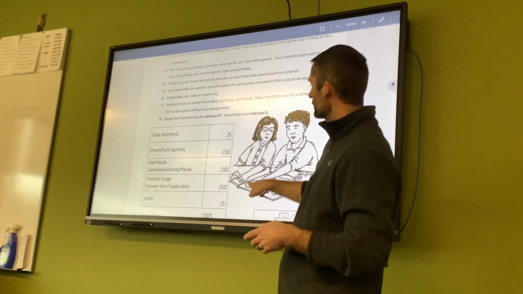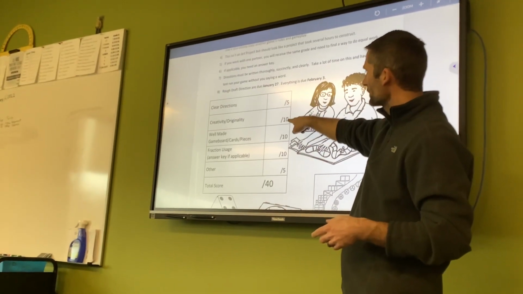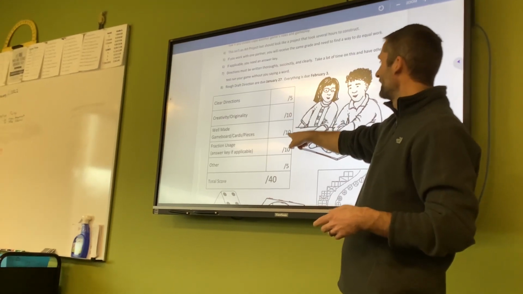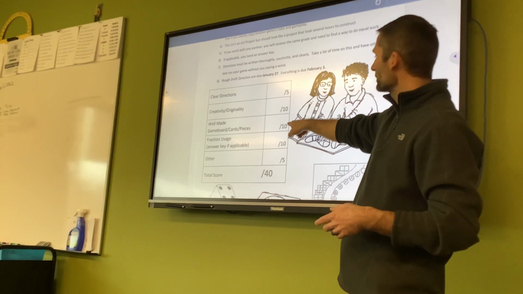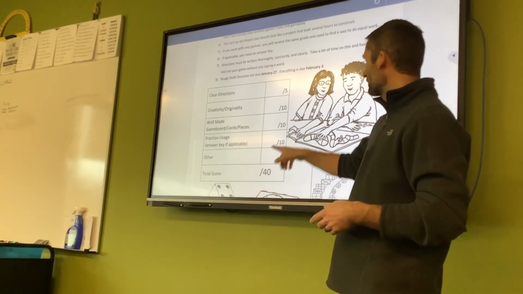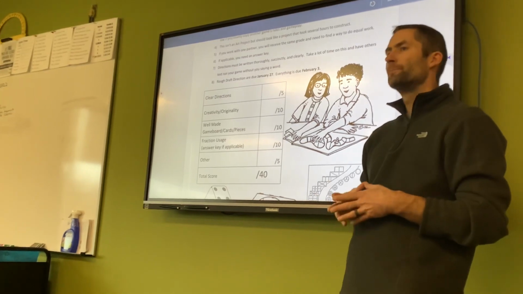Okay. So here's the rubric. It's out of 40 points total. 5 points for the directions, 10 points for being creative and original, making the pieces and making it look nice. Again, not an art project, but nice, 10 points there. How you use the fractions and answer key, 10 points. And then just 5 points for other.